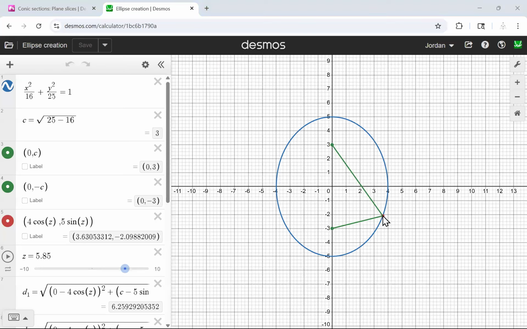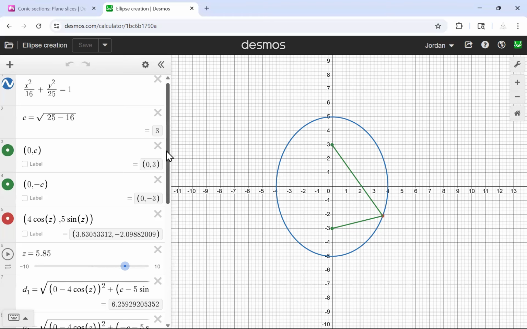So I have an ellipse drawn here, and it's stretched out more in the y direction. So the major axis is the y-axis, and the minor axis is the x-axis. It's stretched out less in the x direction. So the ellipse has equation x squared over 16 plus y squared over 25 is equal to 1. If I calculate the c, that's 3. And so you can see the two foci are along the major axis, and they're 3 units from the center. In this case, the center is the origin.